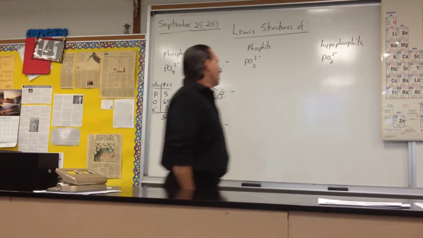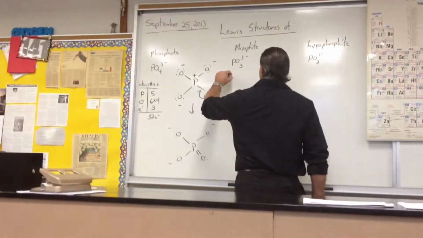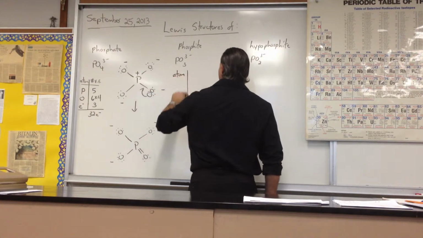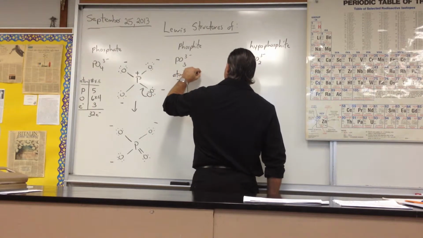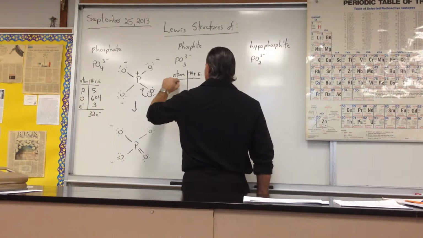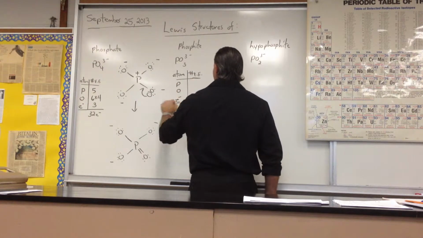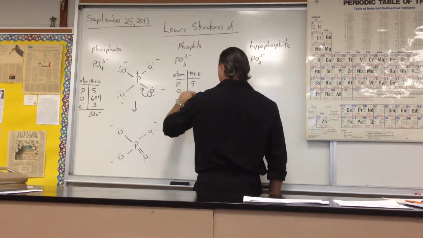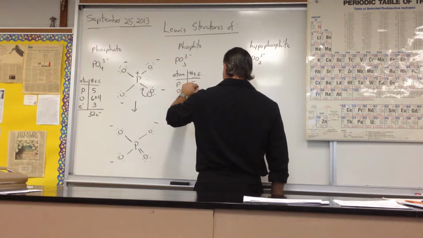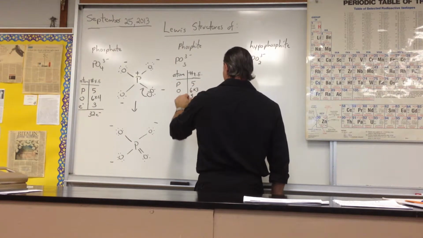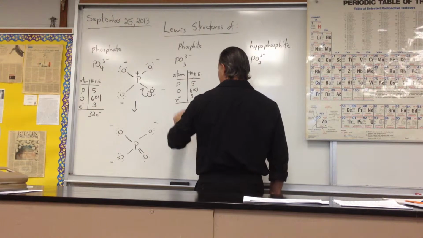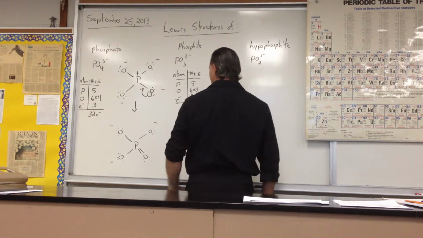Let's draw another one. We'll start with the T-chart. Phosphorus, oxygen, number of electrons. Phosphorus always has 5, oxygen is 6, and there's 3 of them in this one. And the charge is also 3. So 18 plus 8, 26 electrons have to be accounted for.